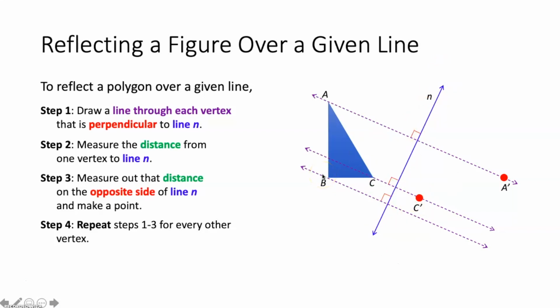Do the same thing for point B. We measure the distance from point B to our line of reflection and measure out that same distance on the opposite side of the line of reflection on our perpendicular line. We put B prime, and now all we have to do is just connect these dots. We have our image of triangle ABC after it's been reflected in the line N, or over the line N.